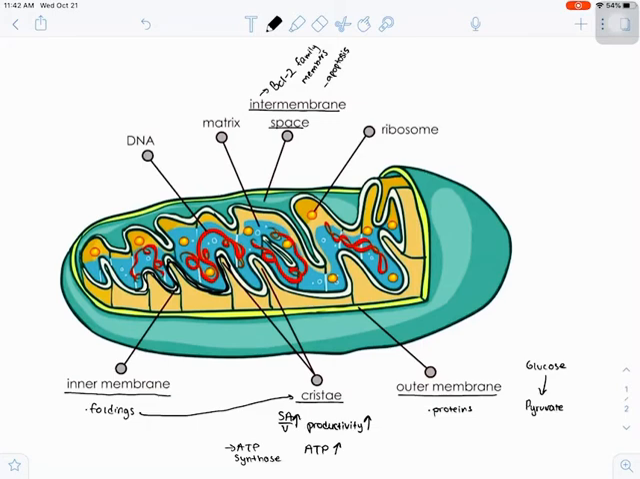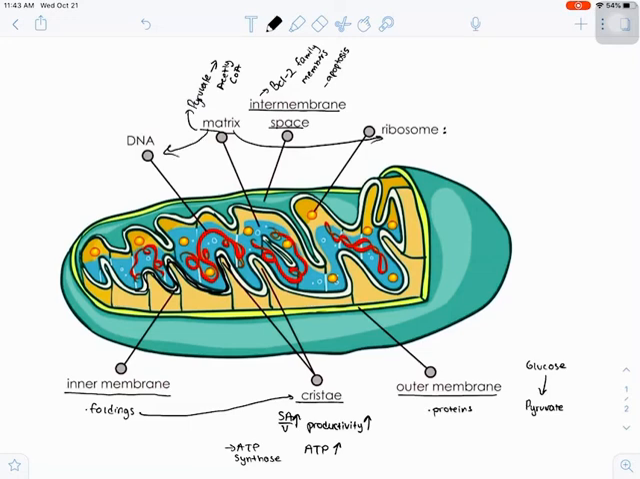And then in the mitochondrial matrix, pyruvate, as we discussed earlier, is transformed into acetyl-CoA. This is just another step in cellular respiration, which will ultimately lead to ATP production. And also in the mitochondrial matrix, there are ribosomes and mitochondrial DNA.